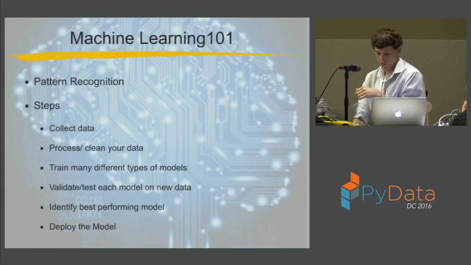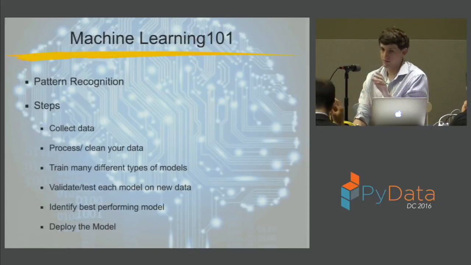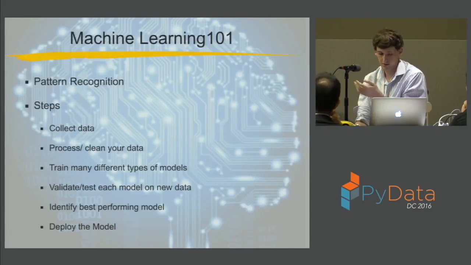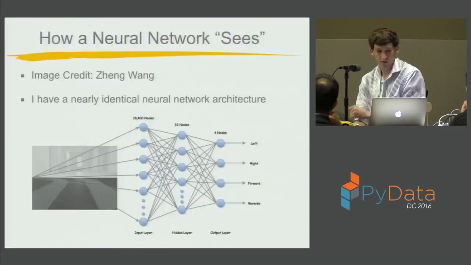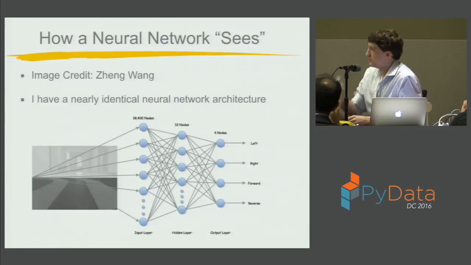Once you've put all of your trained algorithms through this test, and you know which one has performed best, you'll select that one for deployment, and then you can put it on a live system like your self-driving car and see how it actually performs on a completely new track. So this is how a neural network sees.